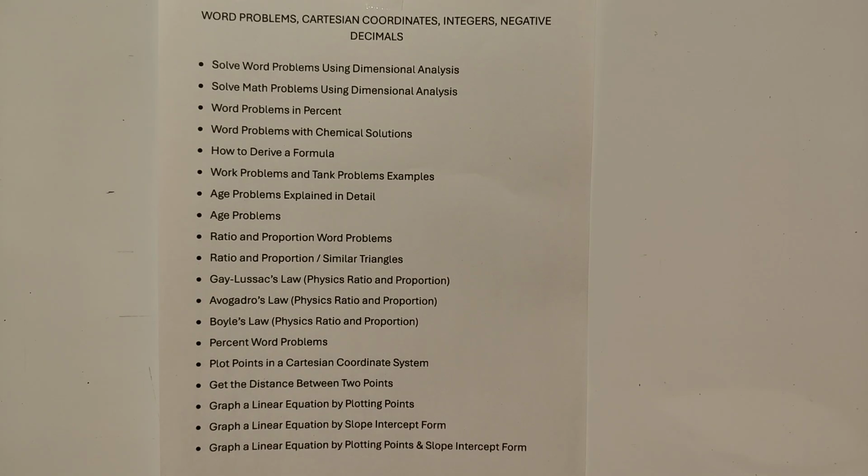Now the next 3 topics are from physics, but they are all actually ratio and proportion. So these are Gay-Lussac's law, Avogadro's law, and Boyle's law. After these are percent word problems. And next is how to plot points in a Cartesian coordinate system. Next is how to get the distance between 2 points. Next is how to graph a linear equation by plotting points, and then by slope intercept form, and then a combination of the two.